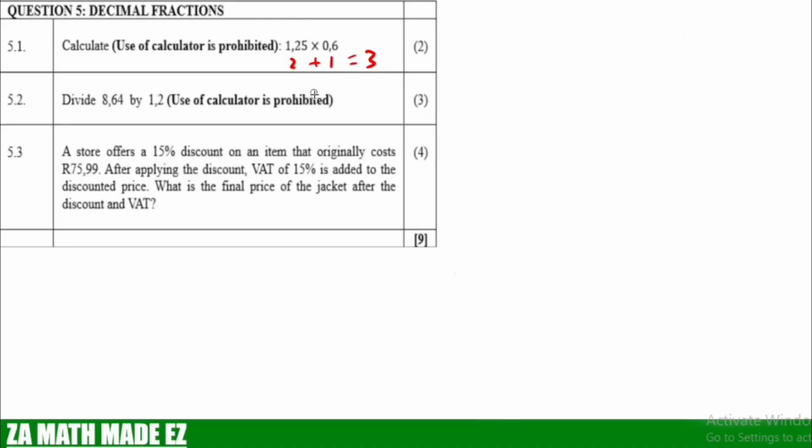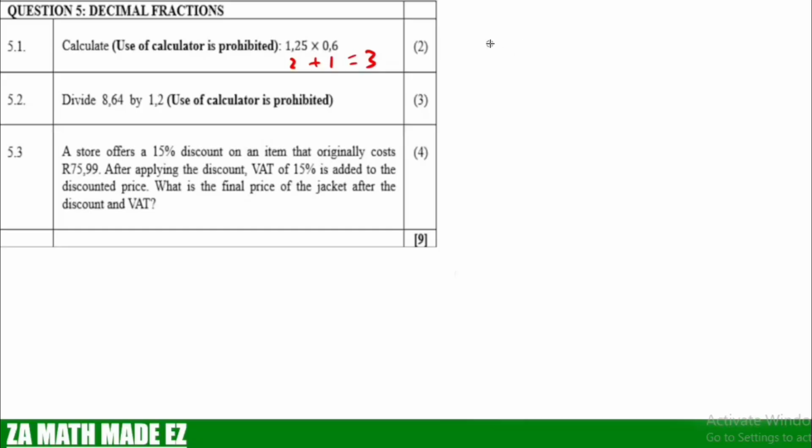Now 5.3, a store offers a 15% discount on an item that originally cost 75 Rand and 99 cents. After applying the discount, 15% VAT is added to the discounted price. What's the final price of the jacket after the discount and the VAT?